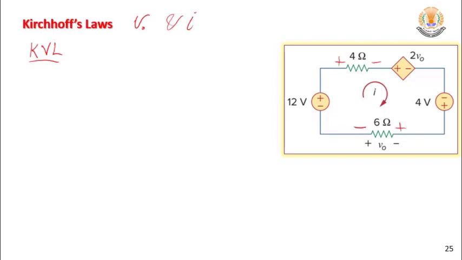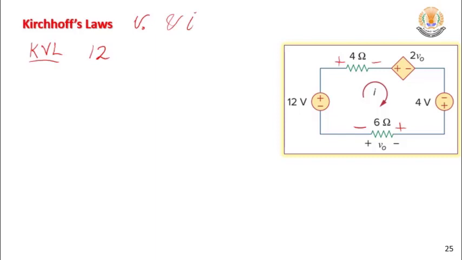Let's write. I will take the 12 source, this means a negative positive, and you have to loop and return to the same starting point, because you must apply KVL in a closed loop. So if this is a starting point, make a loop and return to the same starting point. So it will be 12. I will take 12 as a positive.